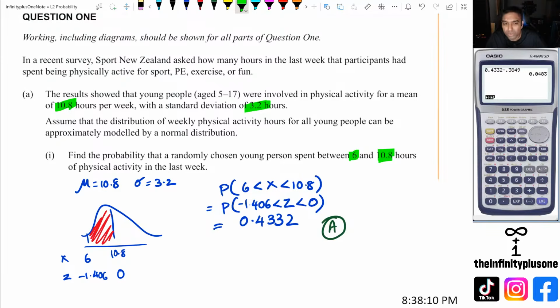So all you're really doing is punching that into the calculator, guys. You go menu, into stat mode, go into distribution, normal, NCD. What's my lower limit? In this case, it's 6. Upper limit is 10.8. My mean is 10.8. No, that's my standard deviation. I'm typing it wrong. Standard deviation is 3.2. My mean is 10.8. And there we go, 0.4332.